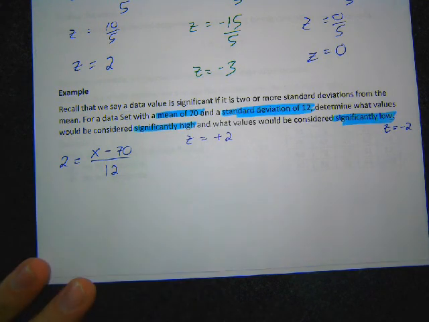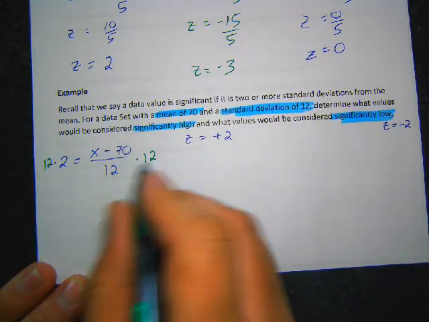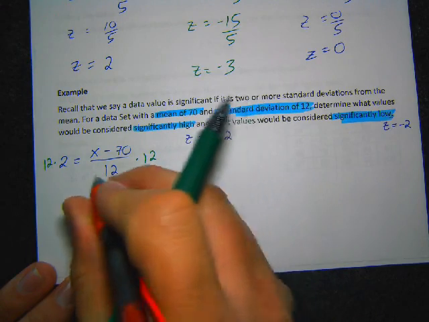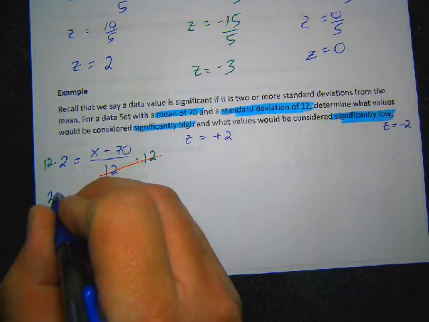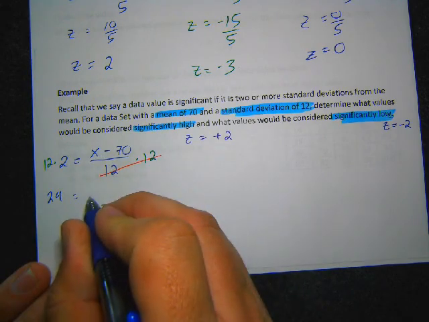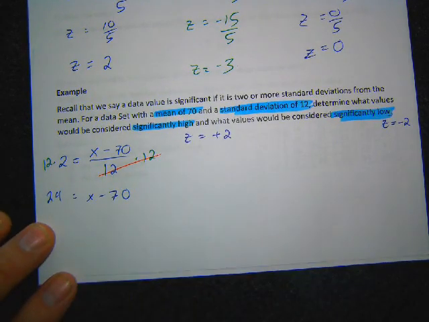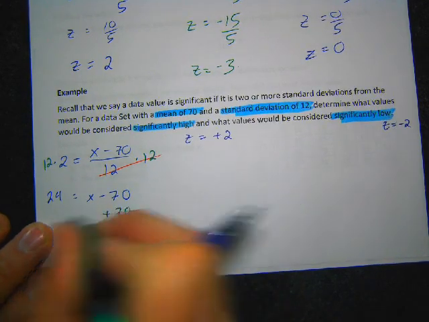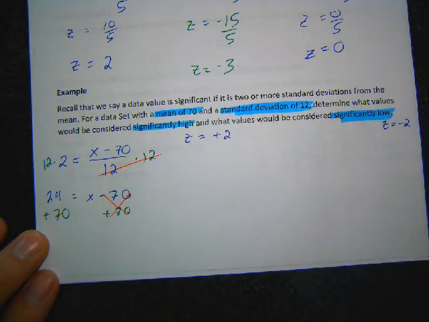To do this, we're going to go ahead and solve this. First off, we're going to just multiply both sides by 12, because there's a little bit of algebra here. We're going to undo this division by multiplying, right? So multiply by 12. I get 12 times 2, I get 24, equals x minus 70 because I got rid of the 12. I'm going to add 70 to both sides, so I get rid of this minus 70.